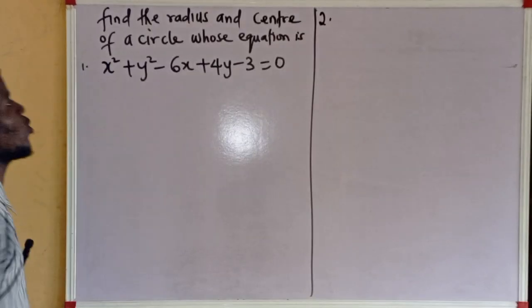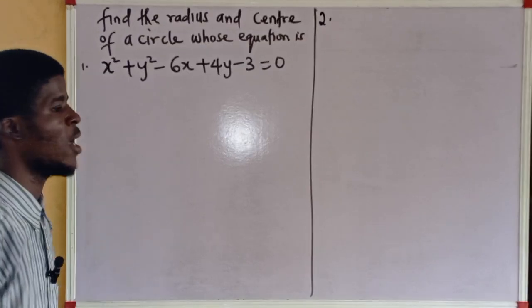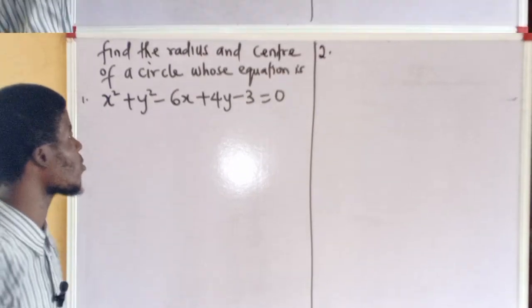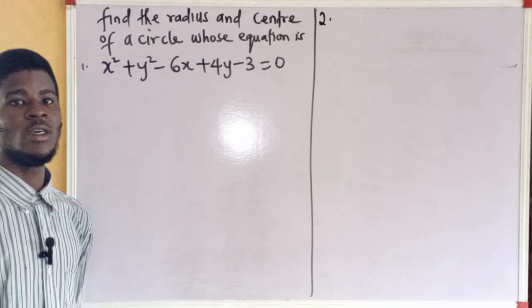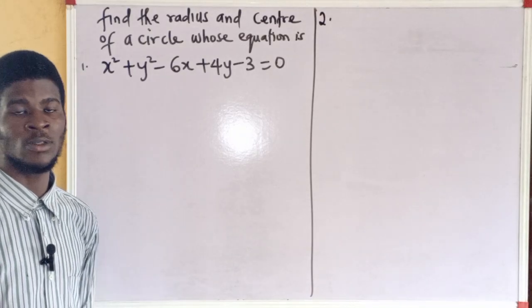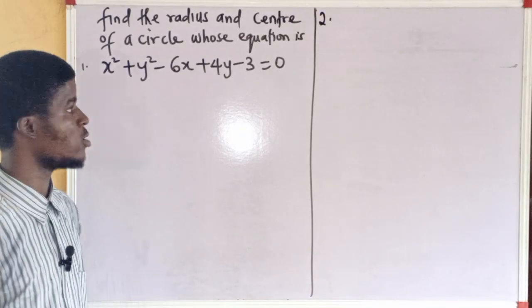Now, I want to find the radius and center of a circle whose equation is this: x squared plus y squared minus 6x plus 4y minus 3 equal to 0. The method to do this is the completing the square method. That is, we are going to complete the squares.